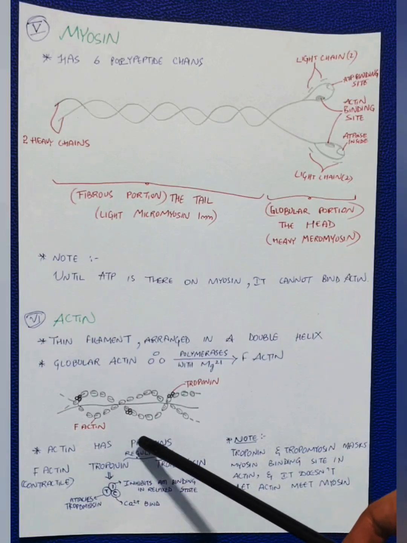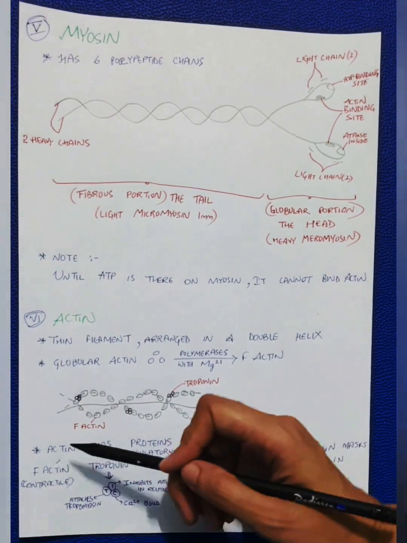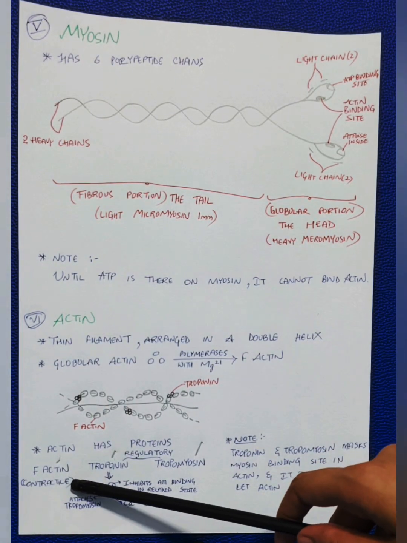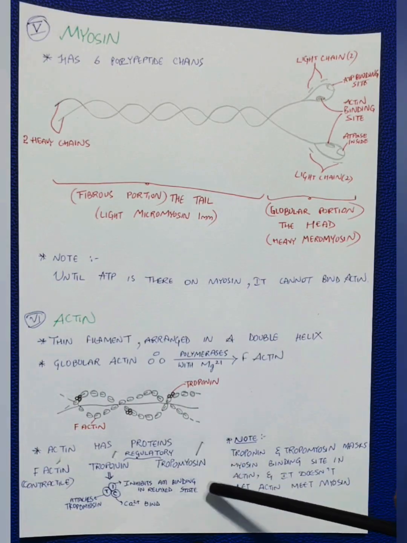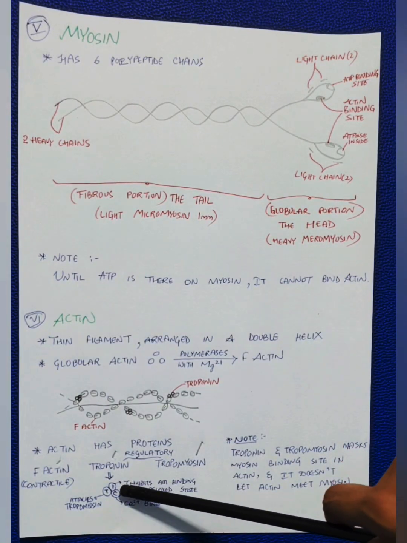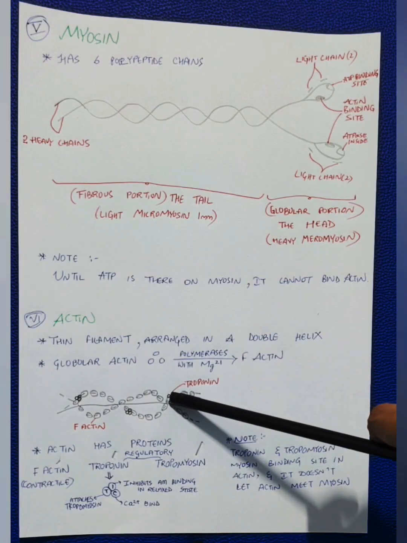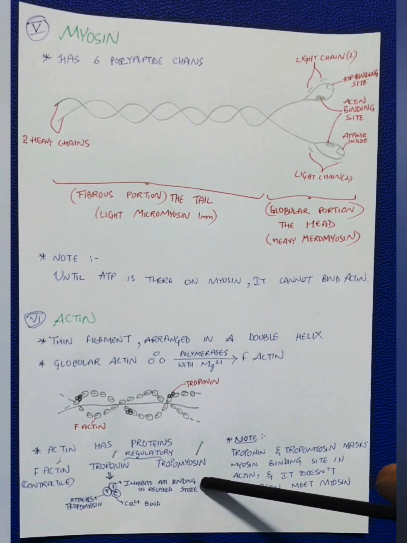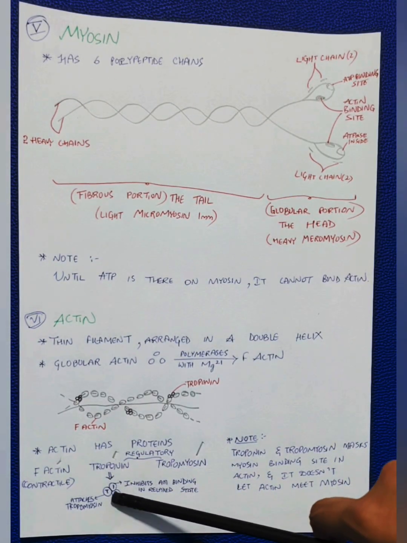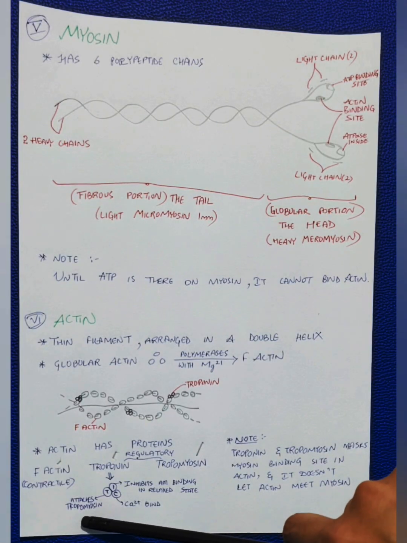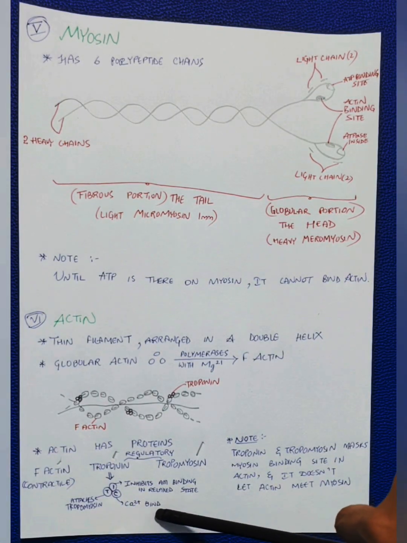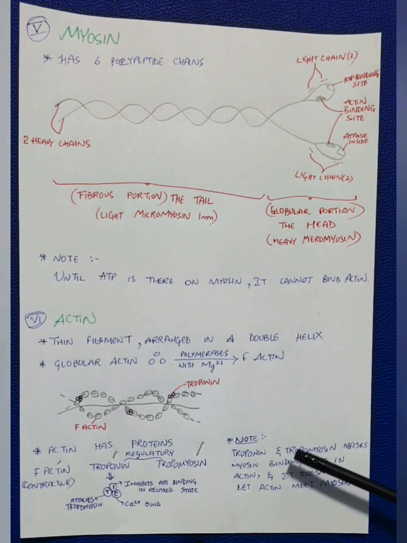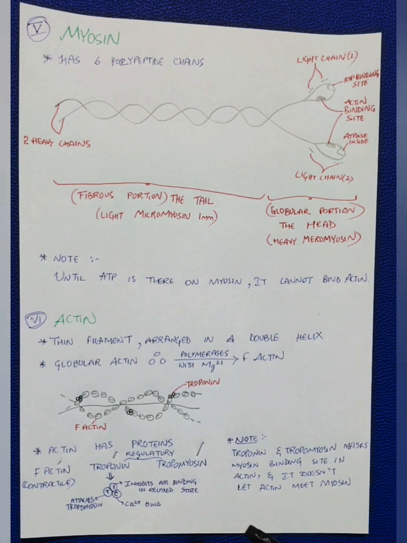So basically actin has proteins. They are F-actin, troponin and tropomyosin. F-actin is the contractile protein. Troponin and tropomyosin are the regulatory proteins. Troponin on the other hand has I, T and C. I inhibits actin-myosin binding in the relaxed state. T attaches to the tropomyosin. C is for the calcium to bind. Now we have to note that troponin and tropomyosin mask the myosin binding site on actin and don't let the actin meet the myosin.